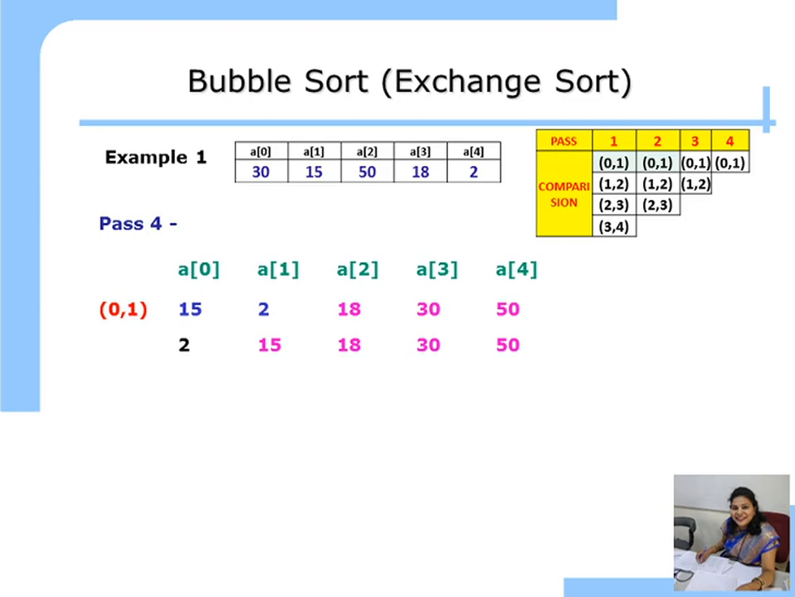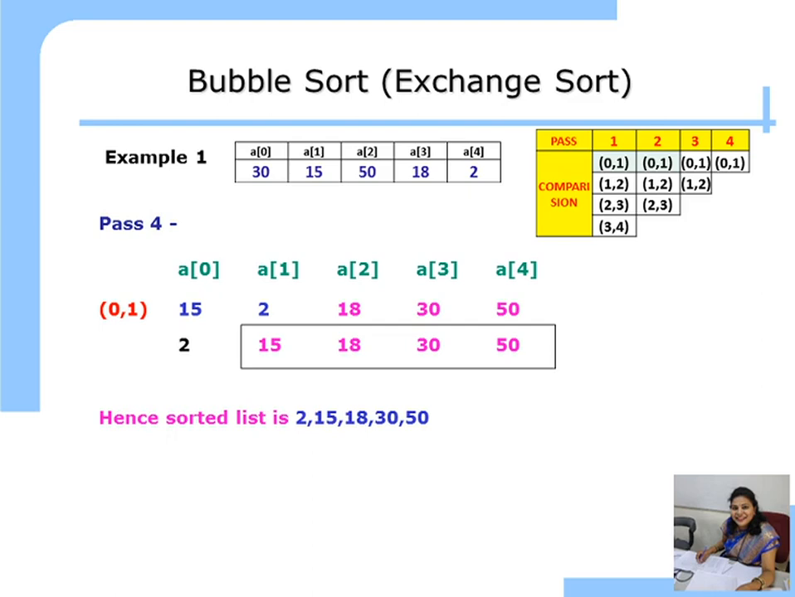You can see the fourth last position is nothing but the first position, A of 1. Now here 15, 18, 30 and 50, four numbers, are sorted and the remaining are unsorted. But how many elements are remaining? 1. And as I told you before, if there is only one element, it is actually sorted. So we get the answer. Our sorted list is 2, 15, 18, 30 and 50.